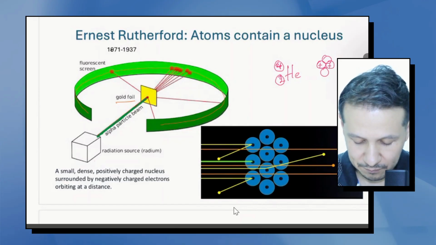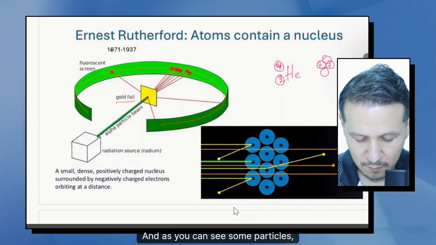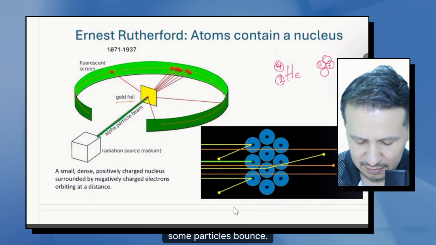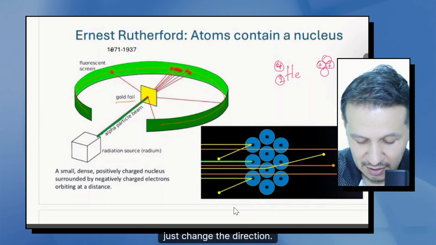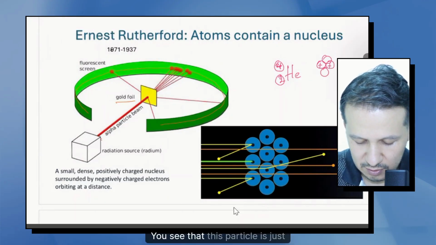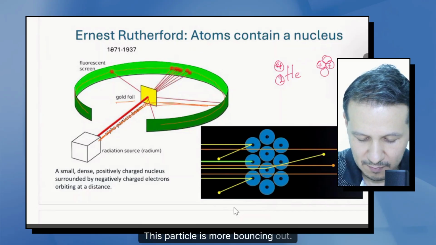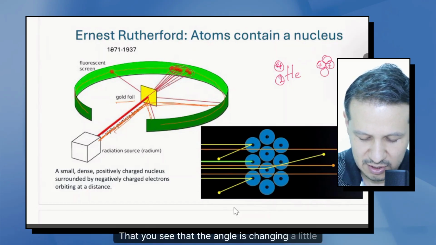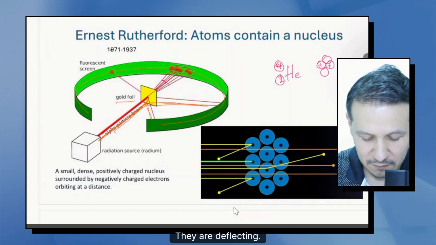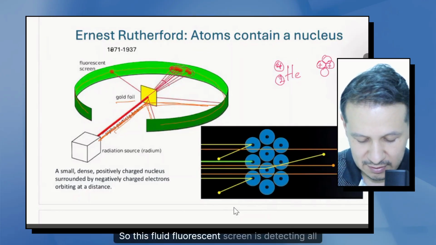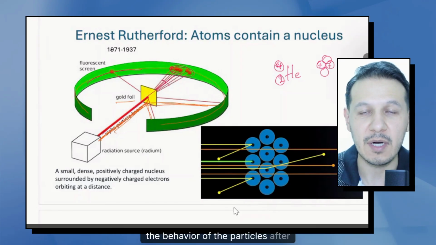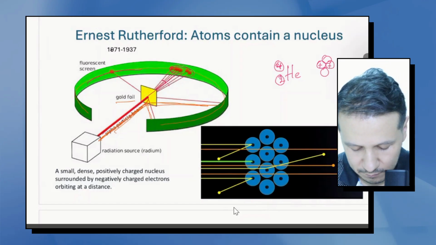That was the idea. As you can see, some particles deflected, some particles bounced, and some particles just changed direction. If we focus on this red one, you see that this particle is just changing direction. This particle is bouncing out. Most of these are going straight. You see that the angle changes a little bit, which means that they are deflecting. This fluorescent screen is detecting all the behavior of the particles.